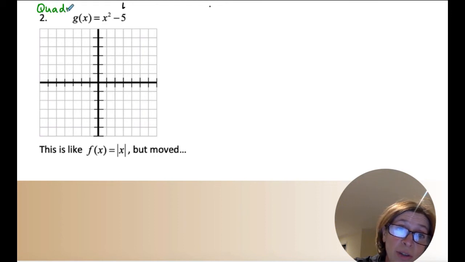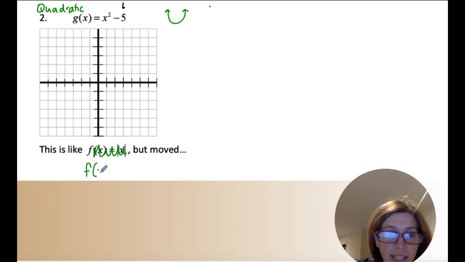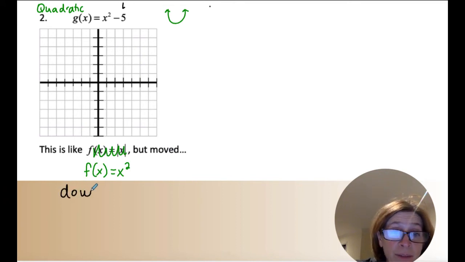Again, I know this is a quadratic function because the highest exponent is 2, and I know its graph is a U-shape called a parabola. All right, so let me change that. I made a little mistake here, guys. It should say f of x equals x squared. So this is like x squared, except it's going to be moved down 5 units.